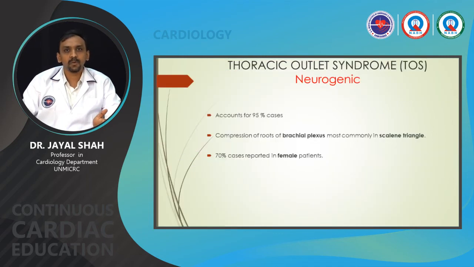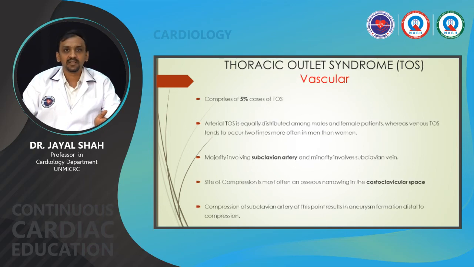So the most common form or variant of TOS is neurogenic, which accounts for more than 95% of cases, and it leads to compression of roots of brachial plexus mostly in the interscalene triangle, and it has a female preponderance. While less than 5% of cases are vascular, and in that the arterial is quite more common compared to the venous. So the arterial variant is equally distributed among male and female patients, whereas the venous variant tends to occur more commonly in males compared to females.